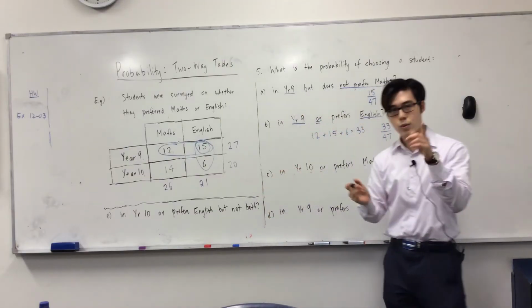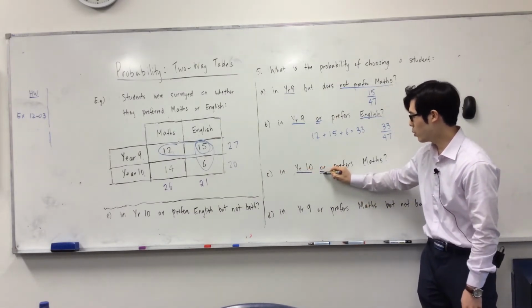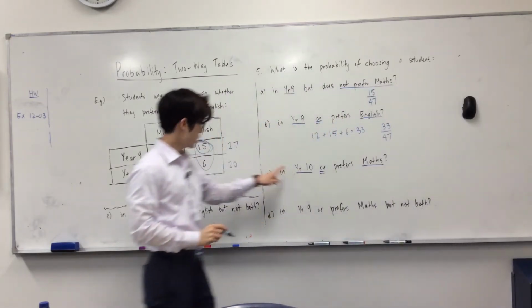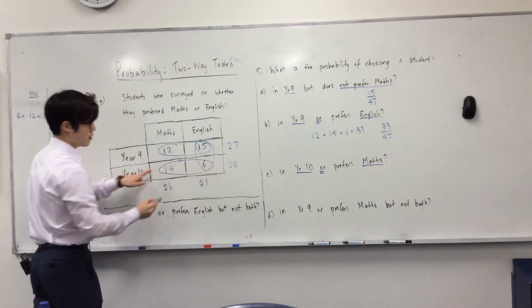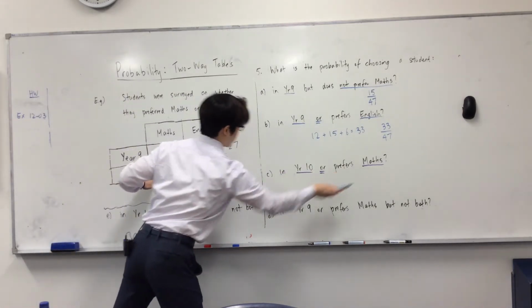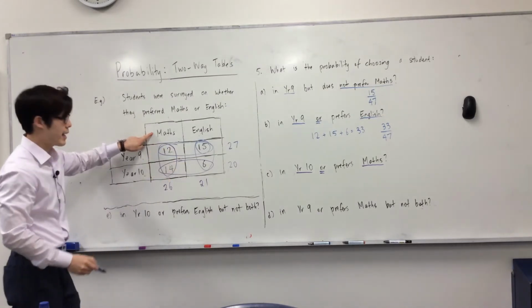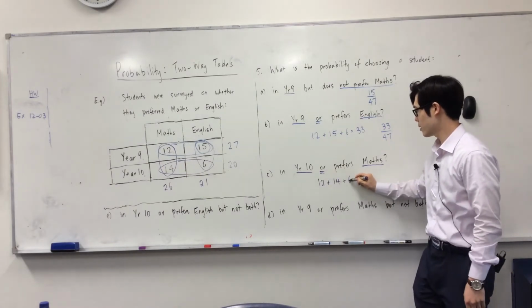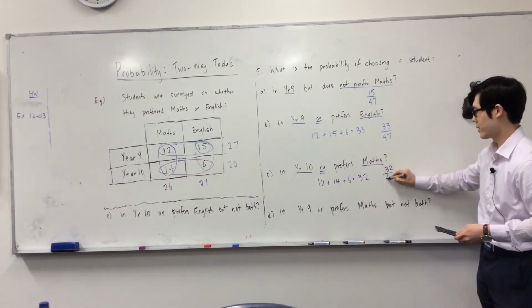So same thing with the next question. It says, what's the probability of choosing a student that's in Year 10 or prefers maths? So let's add all the numbers in Year 10. So in Year 10, that's all the numbers here across, 14 and 6. And all the numbers under maths, that's 12 and 14. So we have to add 12, 14 and 6. That's 32 students, which is 32 out of 47.